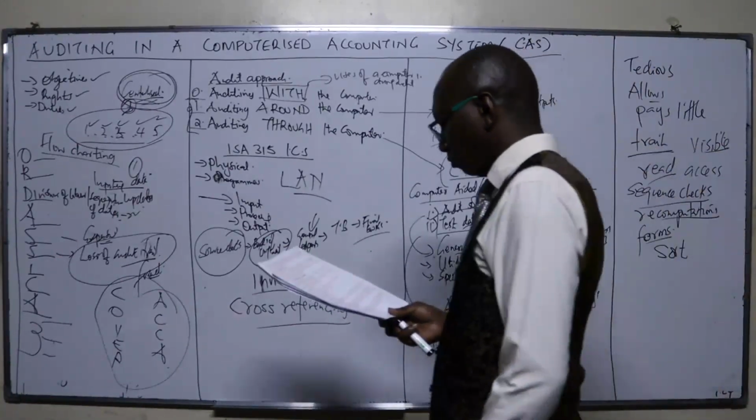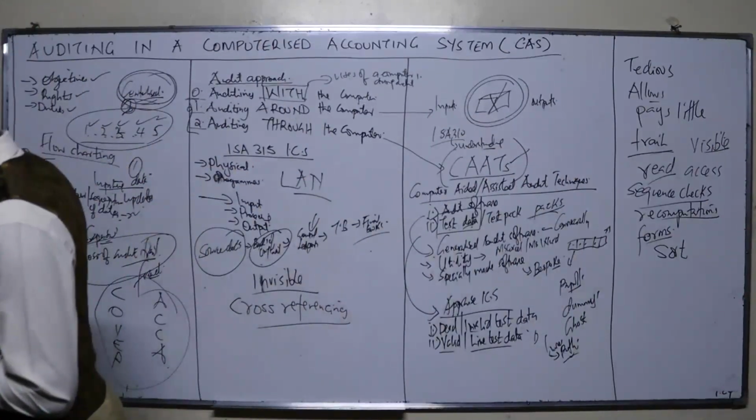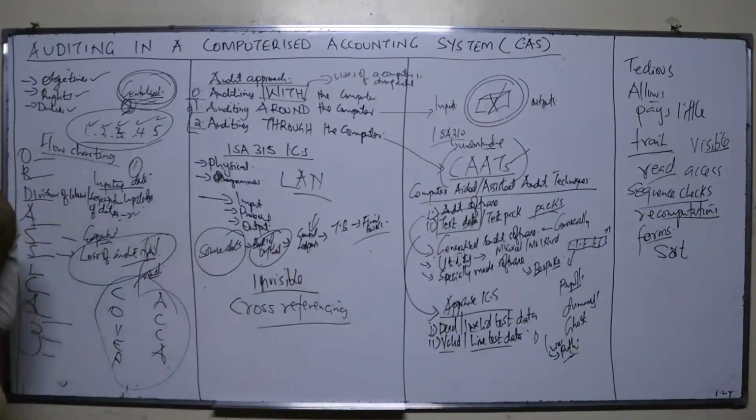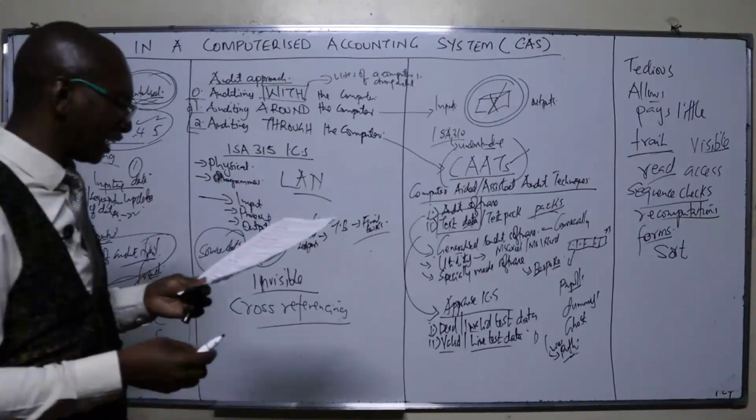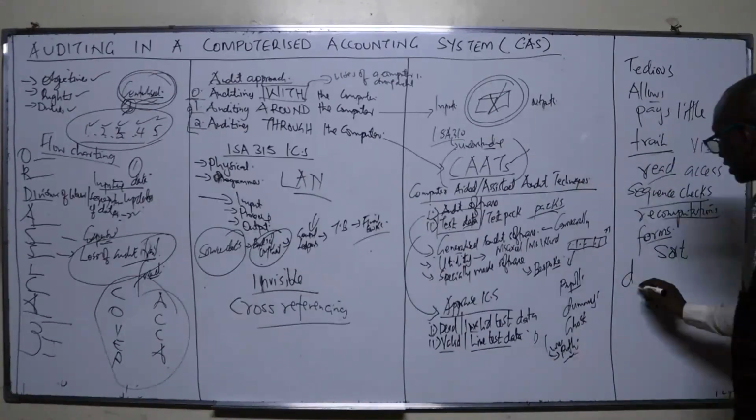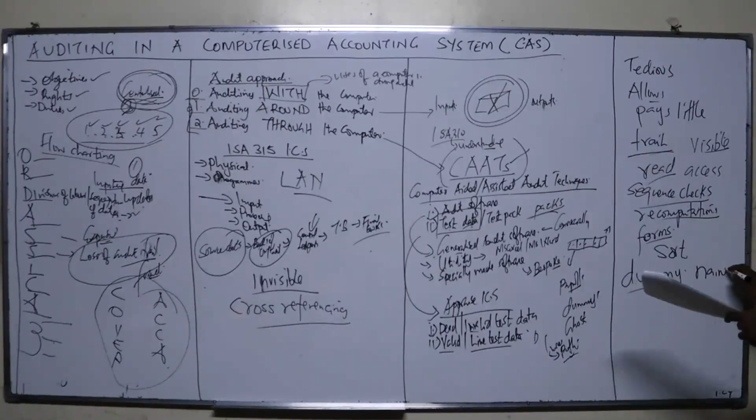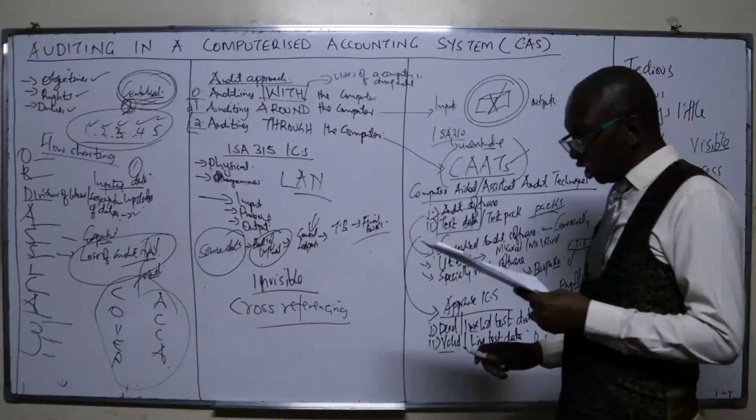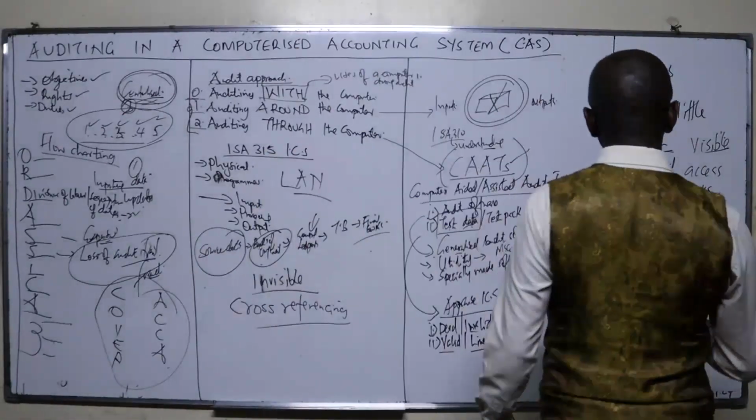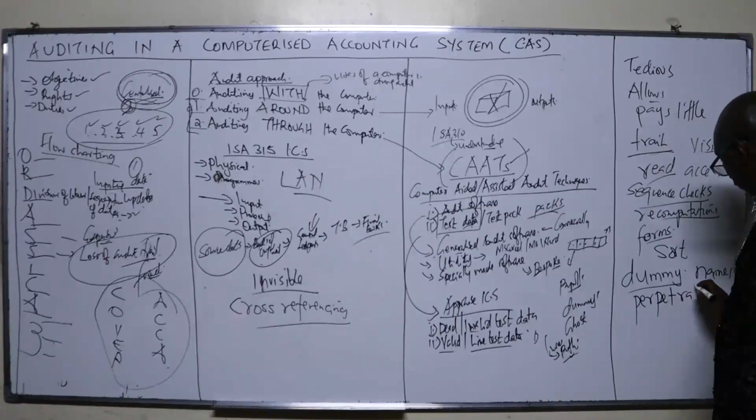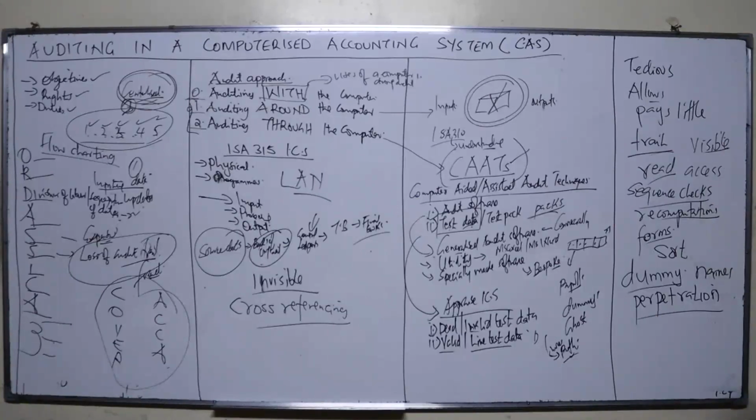If it does, this implies that the payroll system can accept dummy workers' names, or can facilitate perpetration of fraud. Full stop.